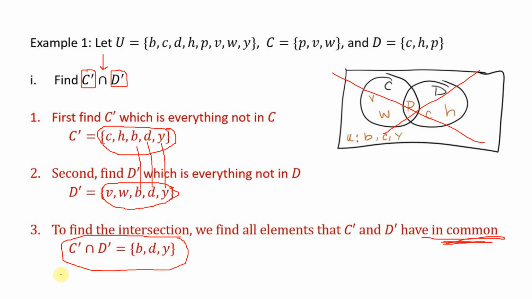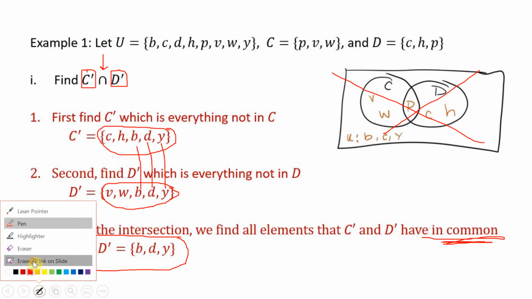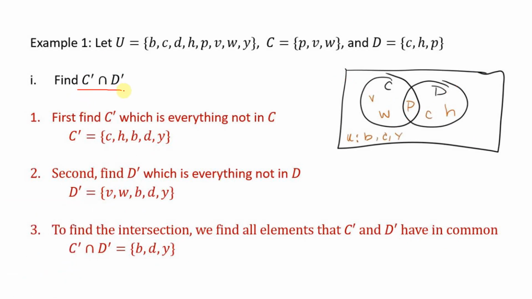So if you're good with that, then you are good to go. That's how you do it. Again, I'm just going to show you, some people are able to get the answer just from looking at the picture. The way you could look at the picture and get the answer is, you have to find the intersection. What are all the elements that are neither in C nor D? If you come to the picture, the only elements that are neither in C nor in D are B, D, and Y, and that is how you get the answer.